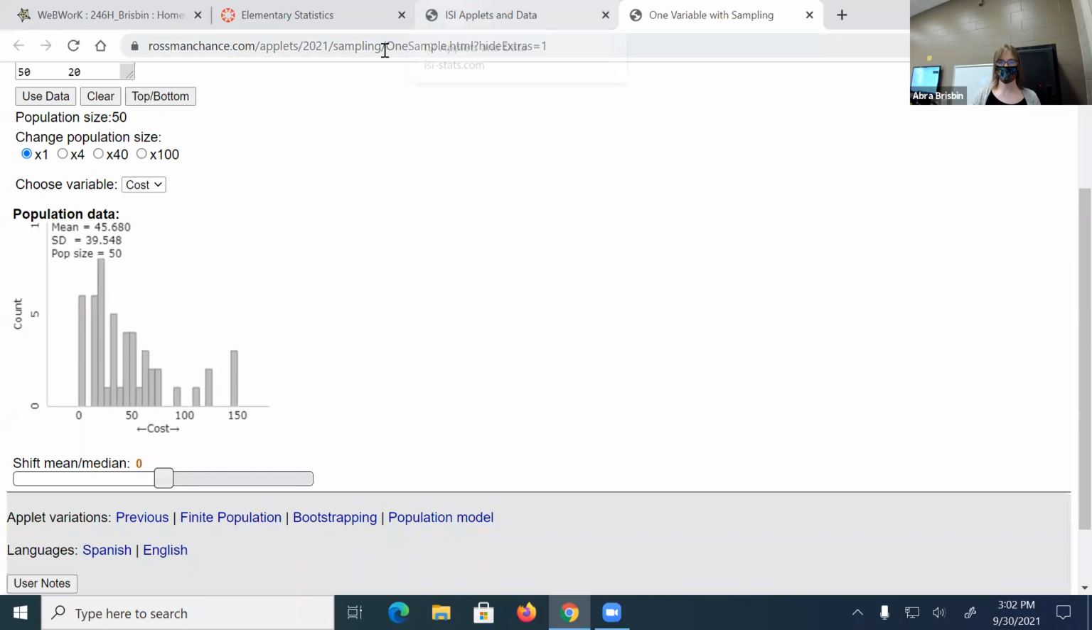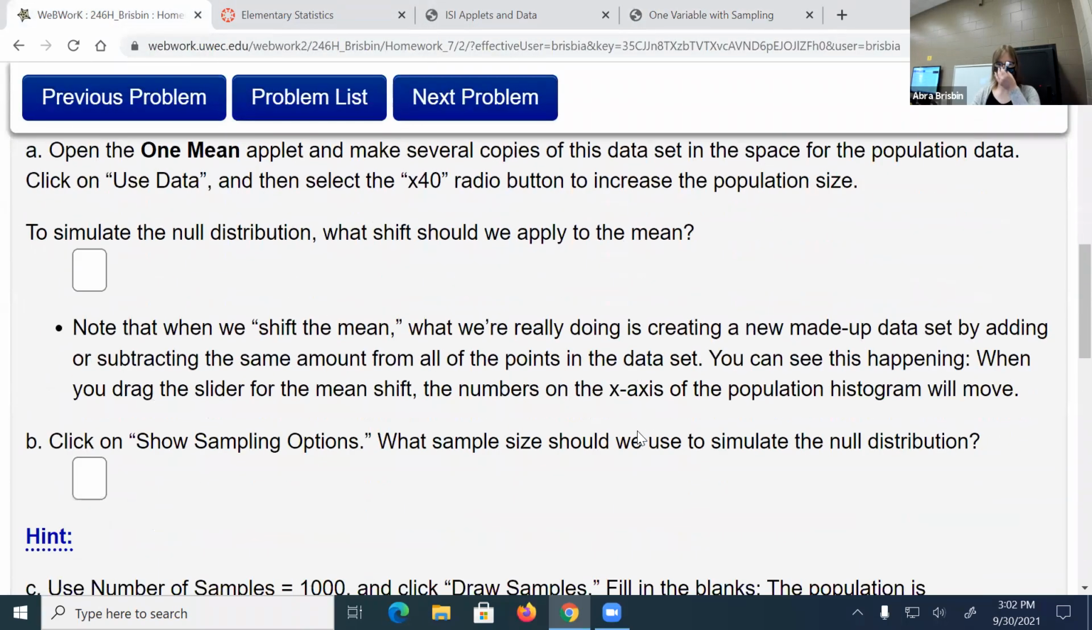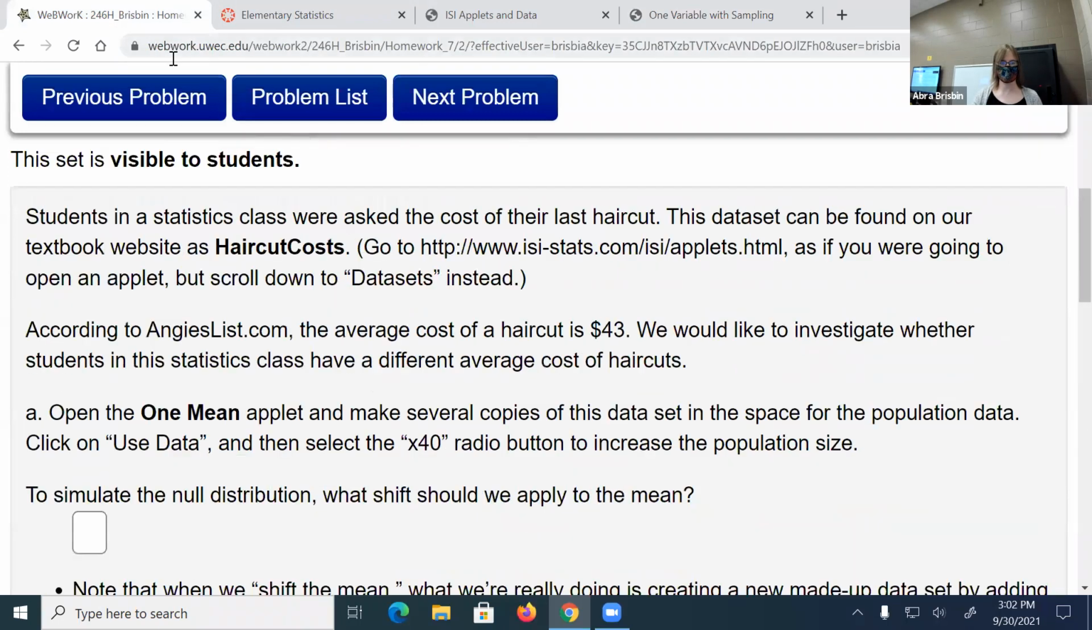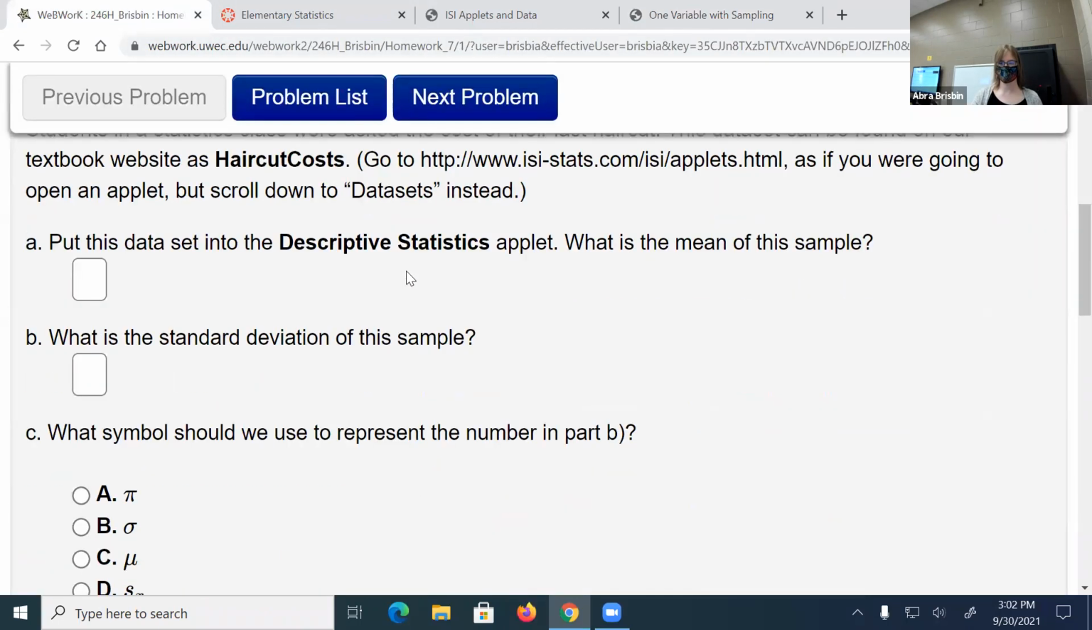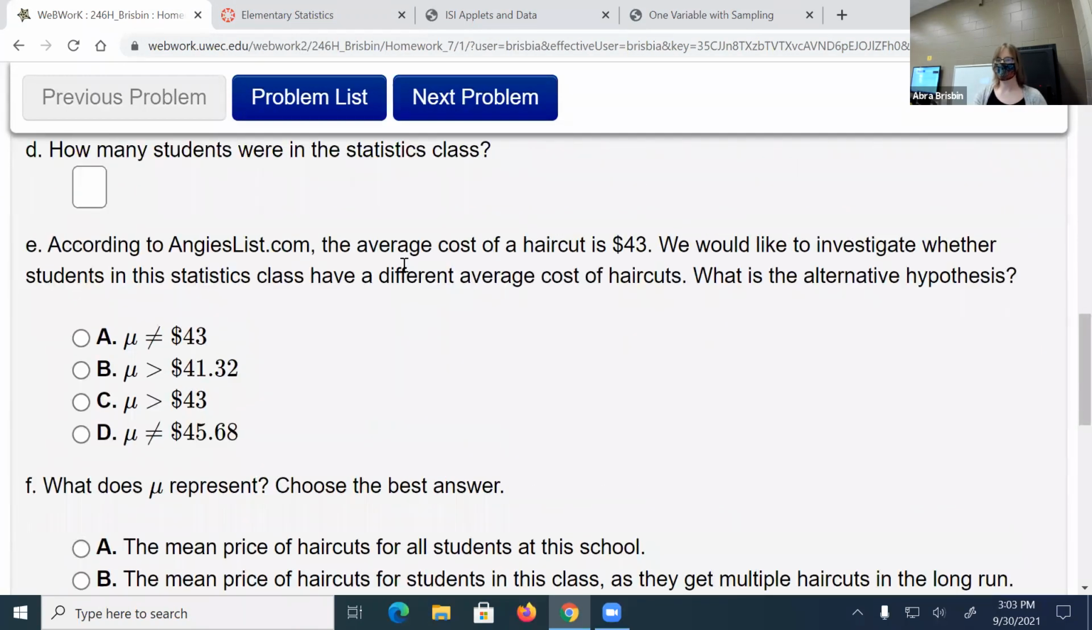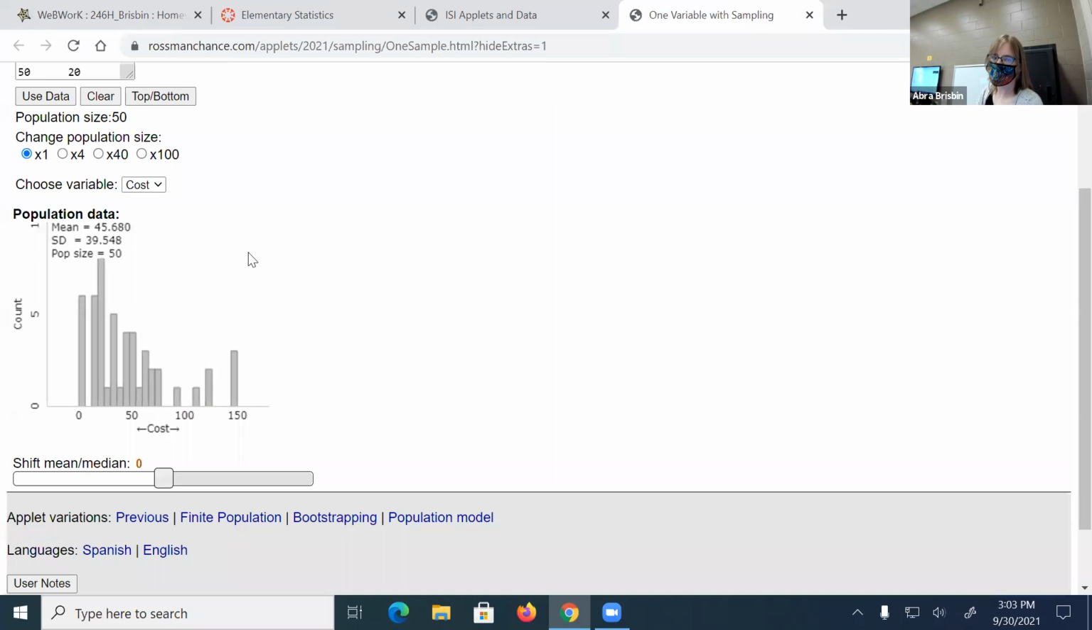And we were testing, I think that was on the previous problem, whether the average price of haircuts for students in the class that this data was taken from is different from $43. So our alternative hypothesis is that mu does not equal 43. So that means that in our applet, we want to apply a mean shift to get the mean of the population to be equal to 43.